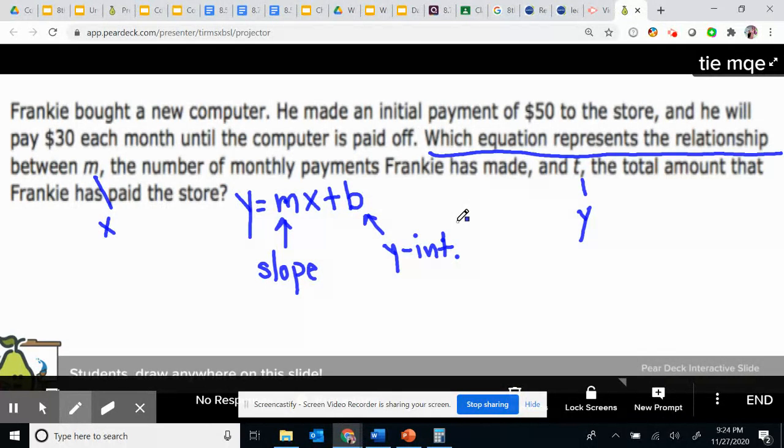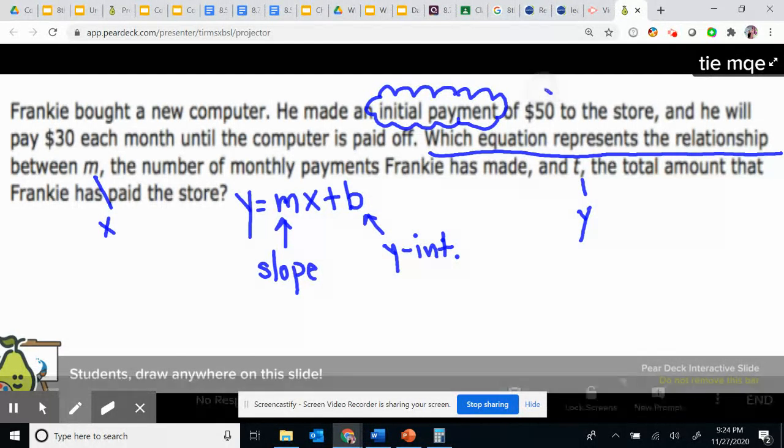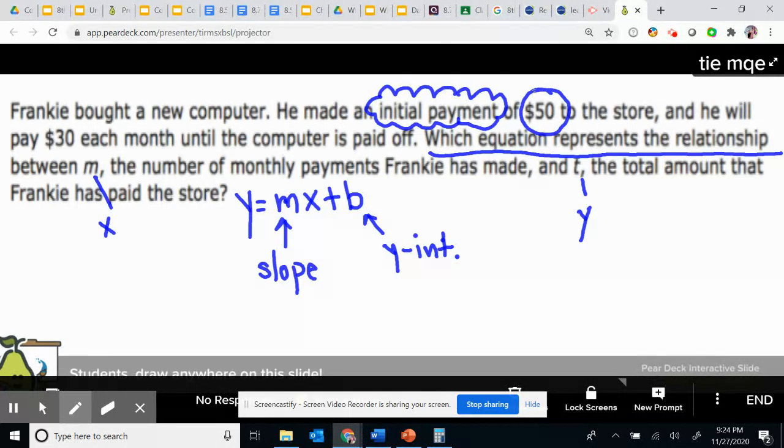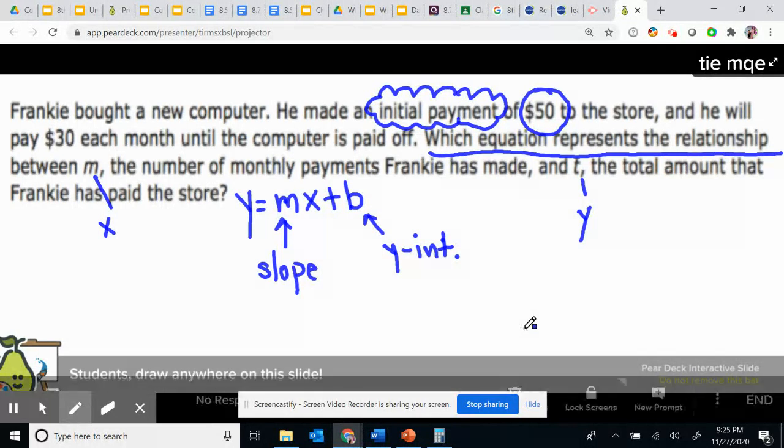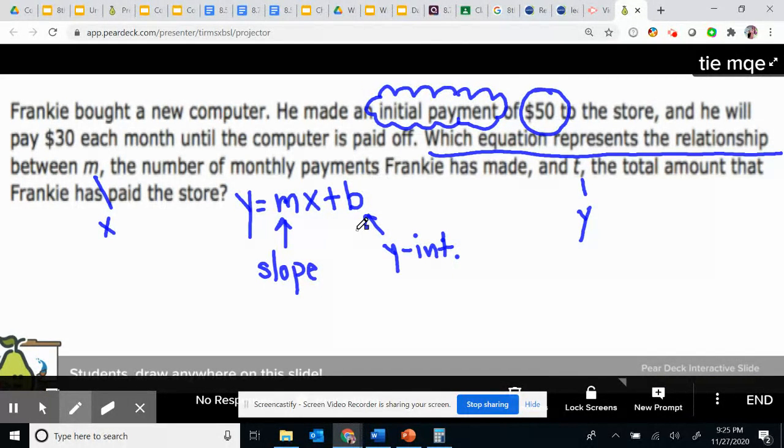Let's go ahead and see which number is our M, our slope value, and which one is our y-intercept. So we have some important keywords here. He made an initial payment of $50. Now I'm going to come in here and cloud my clue. And I know that initial payment, that word initial means that that's what we're starting with. And our y-intercept is always what we start with. So the day Frankie buys his computer in the store, he gives them $50. That's his very first payment. It would be our y-intercept. We will label that with the variable b.